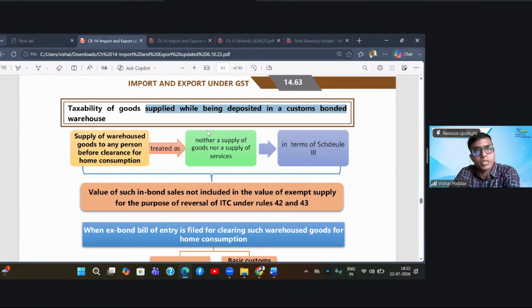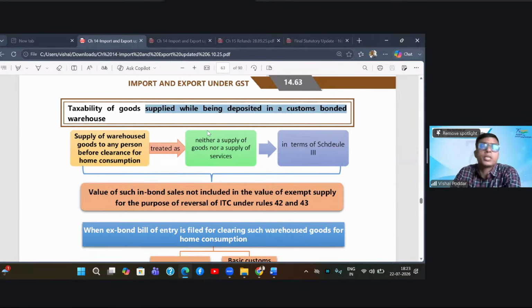In other words, if I have to give you an analogy, in the eyes of customs, the goods are still foreign goods. They have not yet become part of Indian goods because you have not yet cleared them, because they are still lying with the customs. Now, once you understand this point, that goods deposited in a customs bonded warehouse, till the time they are there and not yet cleared by the importer for home consumption, remain treated as foreign goods and not goods which are part of India.